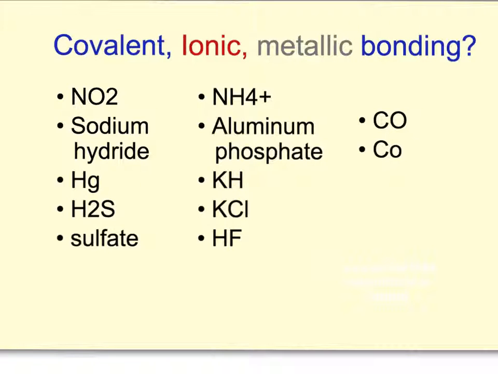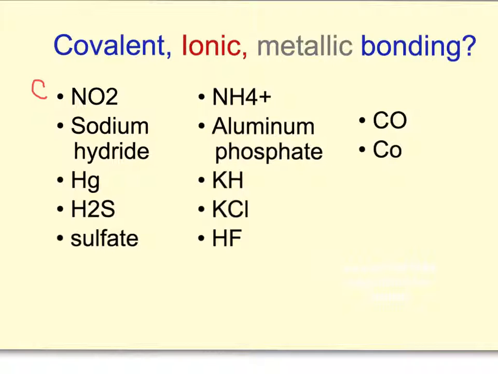Here we have some examples, and let's go through and see if we can identify these as ionic, covalent, or metallic. Now on this first one right here, NO2, if we go back and look at the periodic table, we will see that both N and O are nonmetals. So we would see this as being a covalent bond.